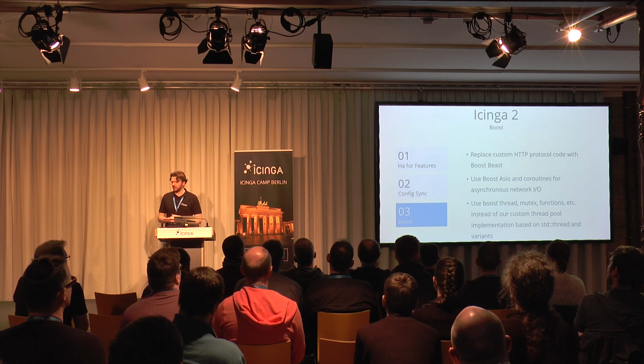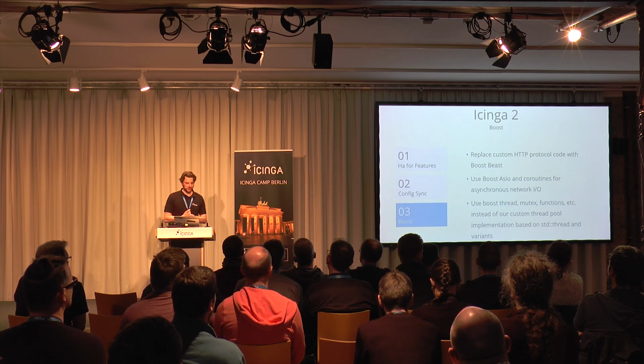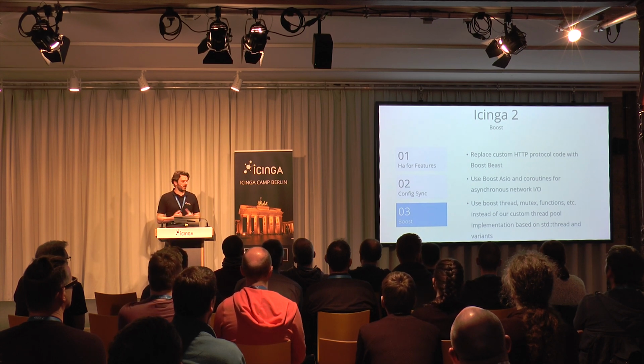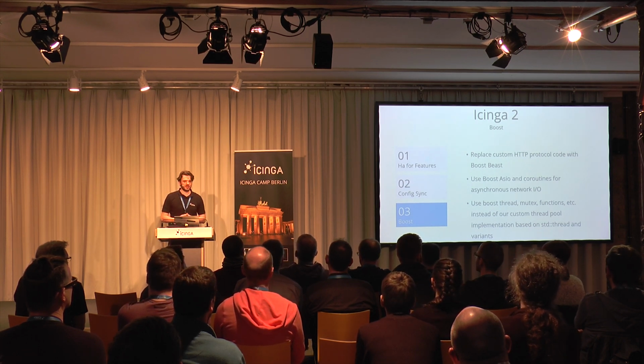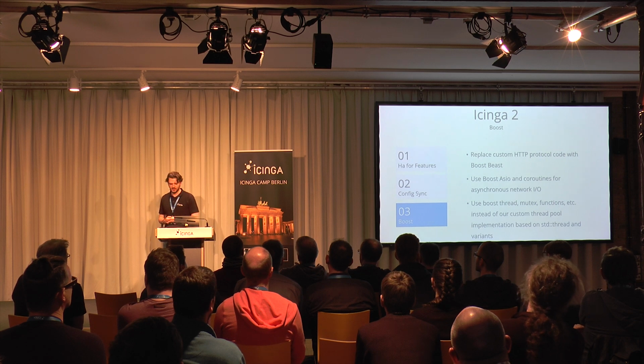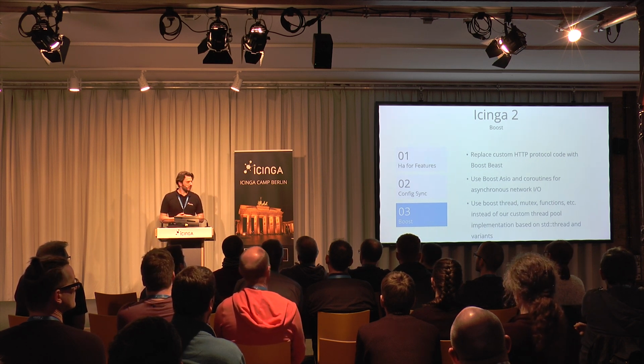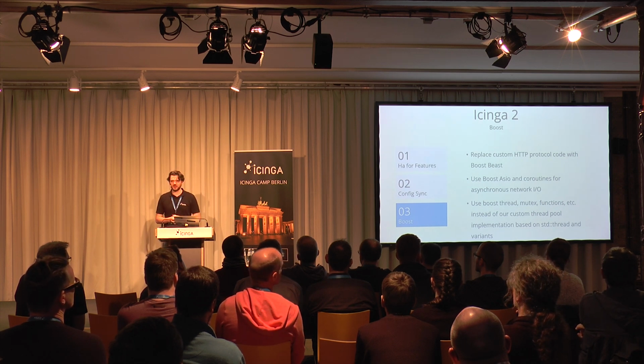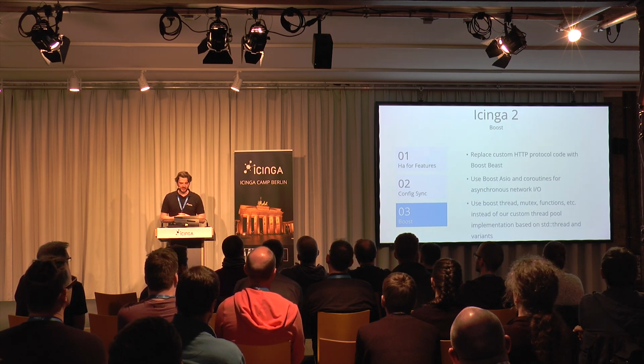So we use Boost Beast for replacing our HTTP protocol. We use Boost ASIO for our asynchronous network I/O. That means for everything, for every API connection, incoming, outgoing, JSON-RPC, cluster messages, and so on. And we use Boost threads, mutex, and all those thread-related things from Boost itself.